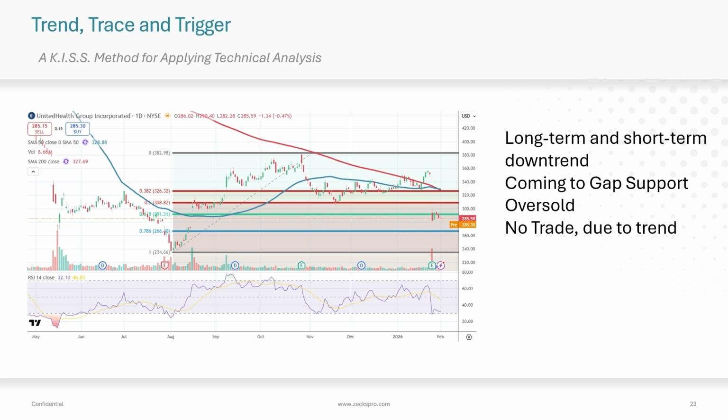But even though it's oversold with that RSI, this is no trade because of the trend. The trend is so weak. You don't want to just get in here and try to pick a bottom. It's a much higher percentage entry if you wait for the trend to start to develop before you get back in. So patience is going to pay here.